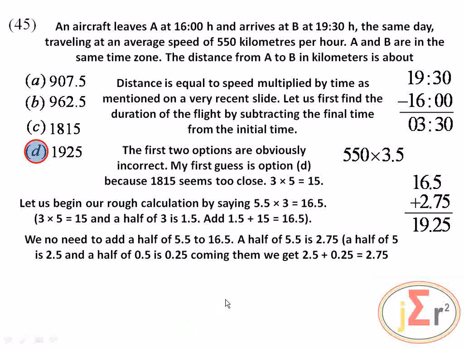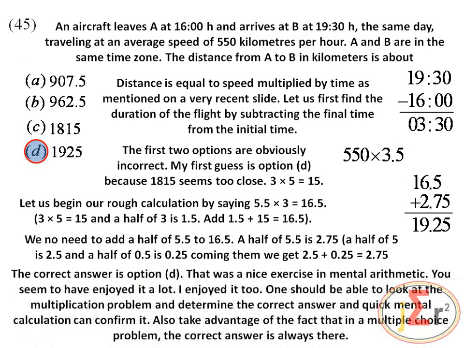Now this seems like more than a mouthful, but if we are sharp on the manipulation of digits, then this can be done at the snap of a finger. The correct answer is option D. That was a nice exercise in mental arithmetic. You seem to have enjoyed it a lot. I enjoyed it too. One should be able to look at the multiplication problems and determine the correct answer, and the quick mental calculations can confirm it.